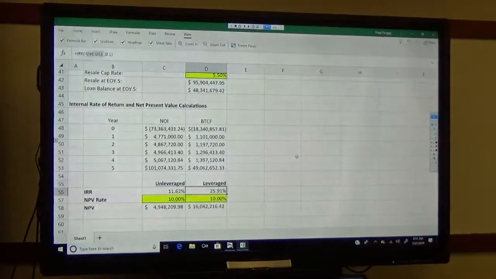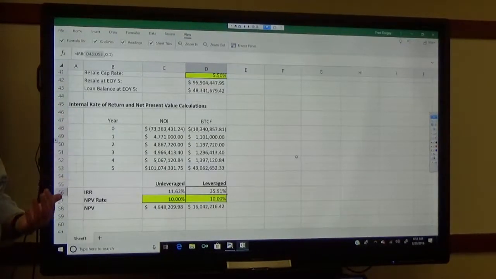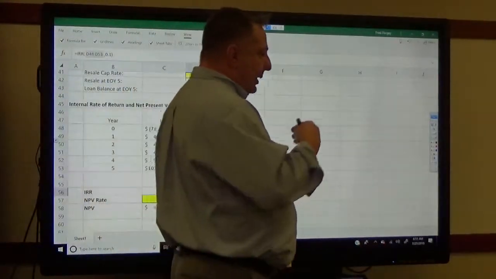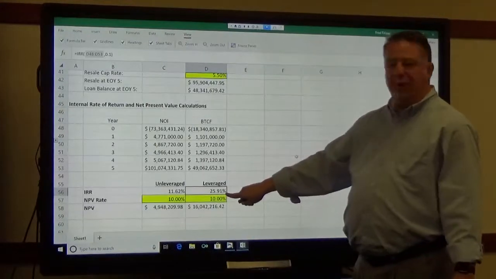Okay, then we go down to calculate internal rate of return. All right. Now, for those of you that have never taken a finance class before, internal rate of return is just simply what is our rate of returning our income to us, or in other words, what is the percentage that we're getting on this particular investment over a specific time horizon, okay? So in this case, our annualized internal rate of return leveraged is 25%.